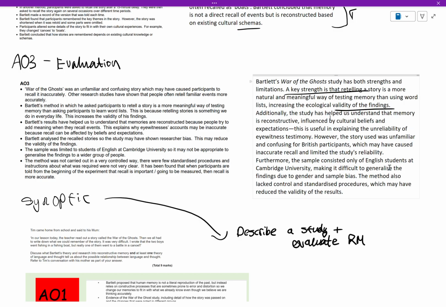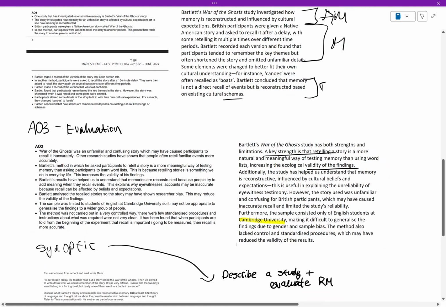They also used participants from Cambridge University. Cambridge is a very prestigious school where students are used to memorizing, therefore they may be better at memorizing. So that's another point there. So there's gender and sample bias. Okay, that's a typical 9-mark study.